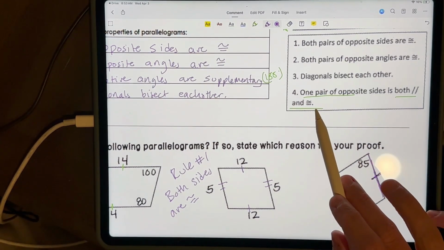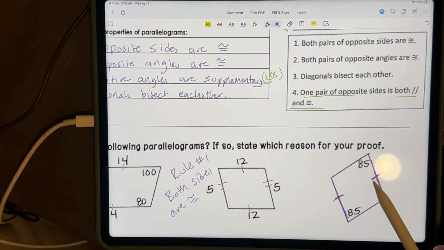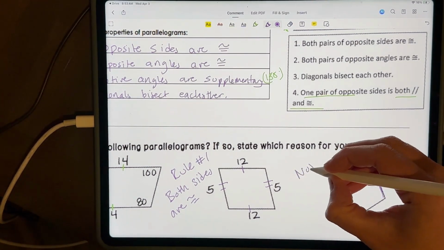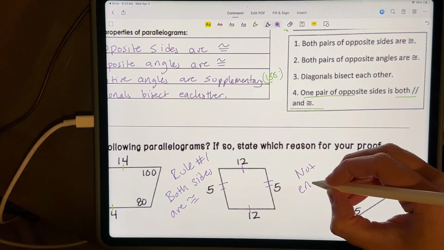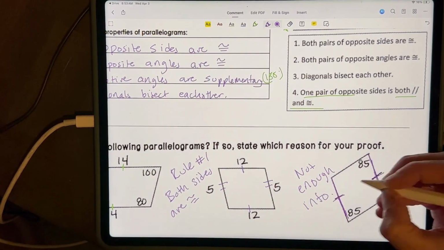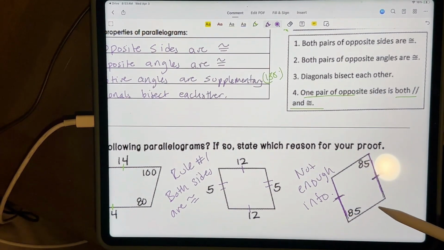No. One pair of opposite sides is both parallel and congruent. Well, although they are congruent, are we told they are parallel? No. So this is actually not enough info. Okay, it has to have everything stated in the rule to be true. Okay, you can't assume anything.